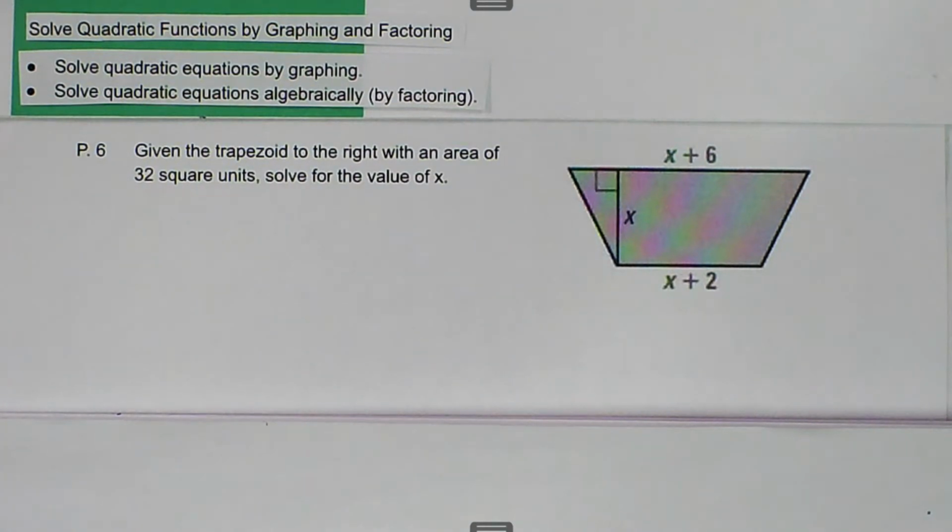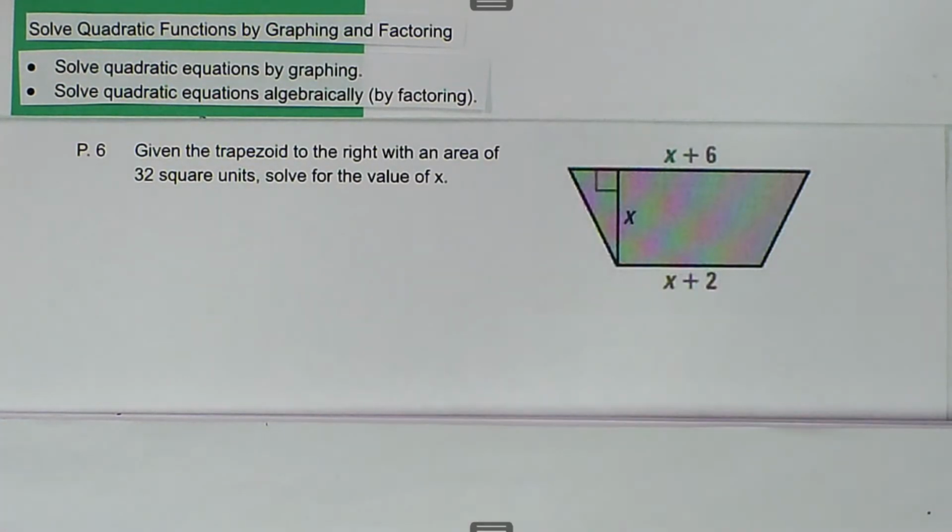We want to solve quadratic functions by graphing and factoring. And in this case, we want to solve quadratic equations algebraically by factoring. So here we have the example. The given trapezoid to the right has an area of 32 square units. Solve for the value of x.